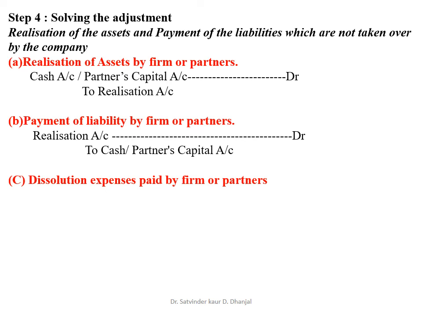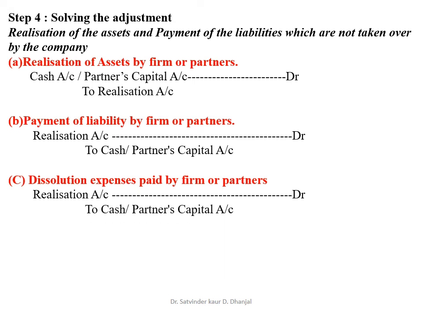C, dissolution expense which is paid by partner or firm. The journal entry will be realization account debit to cash or partner's capital account. D, dissolution expense paid by the company. There will be no entry. So this is your step 4. Step 4 is very easy, solving the adjustments.